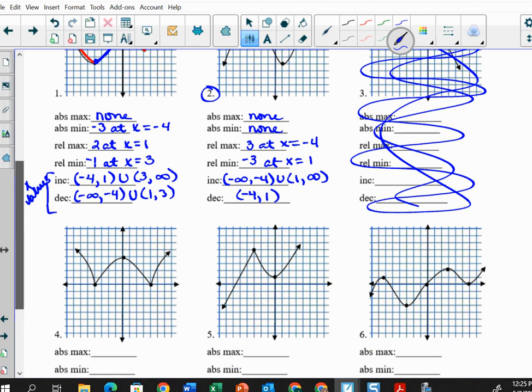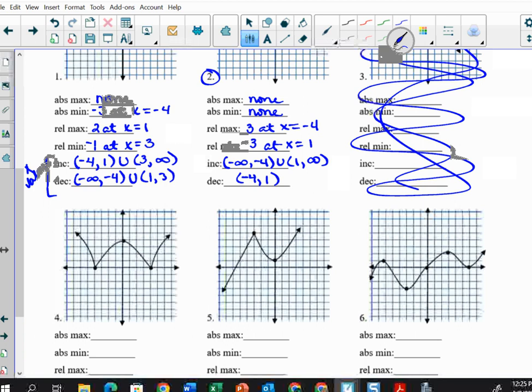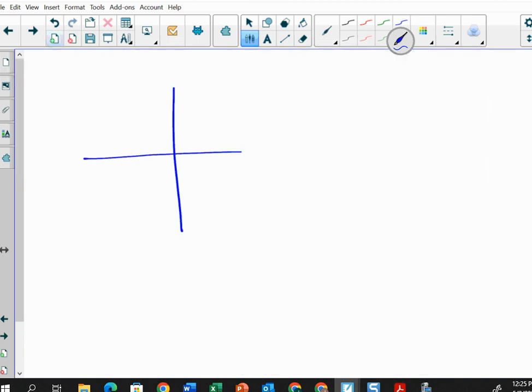Wait, so it's only absolute max or min if there's like two? Or one, like a regular parabola has an absolute max or min. Do you know what I mean? Like this is your absolute max. But there's no minimums on that.